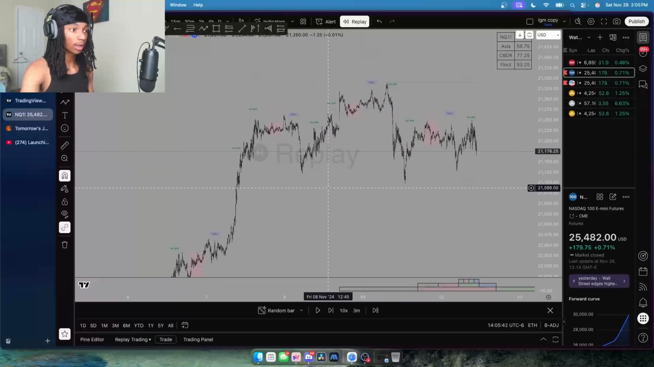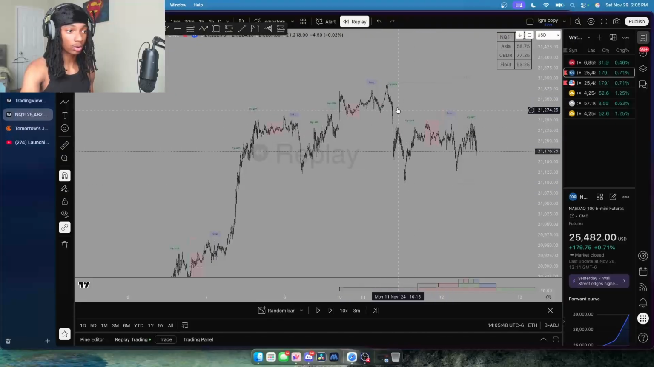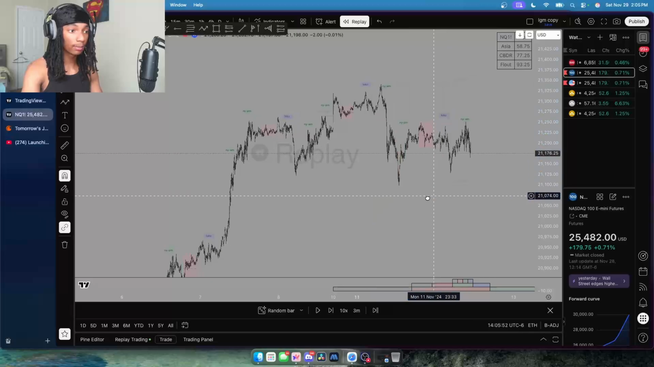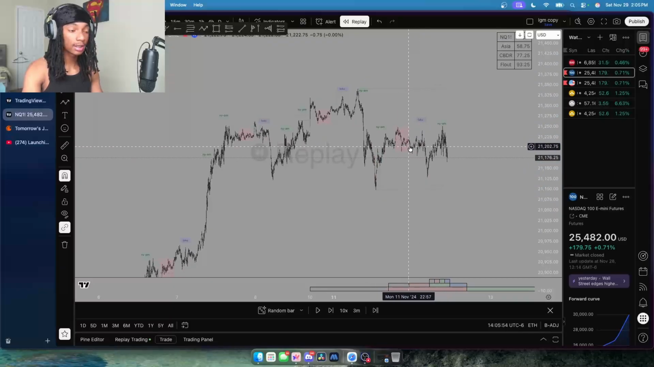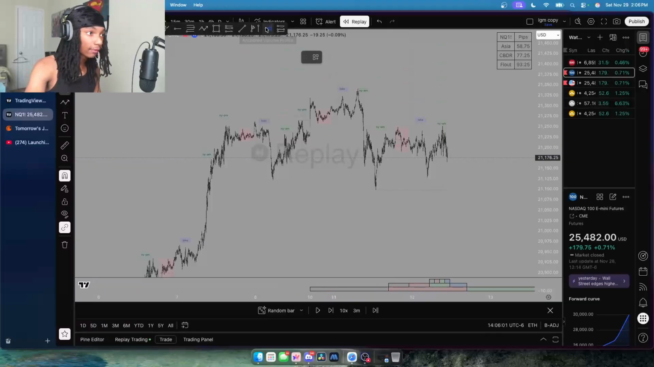First off, what I see going on is we have started printing down lower. We started moving down lower. Yesterday we dumped almost 300 points. Now London session and Asia session, we haven't really done anything. What I'm going to use first is called the Anchor Volume Profile tool.